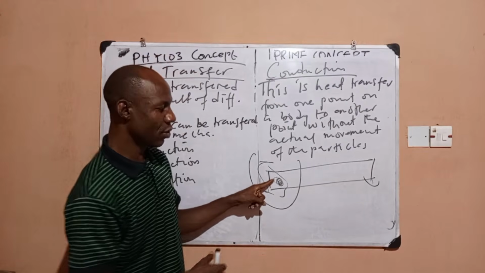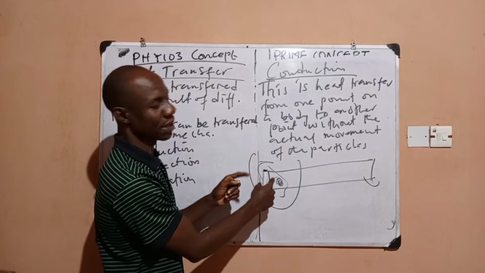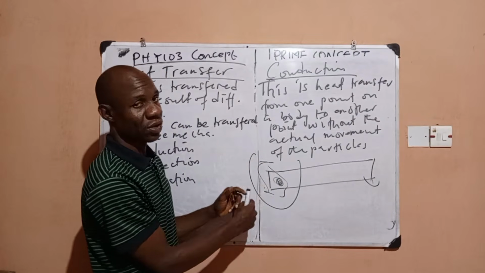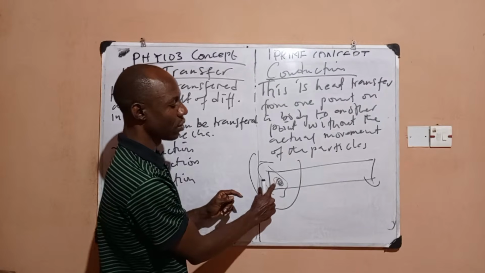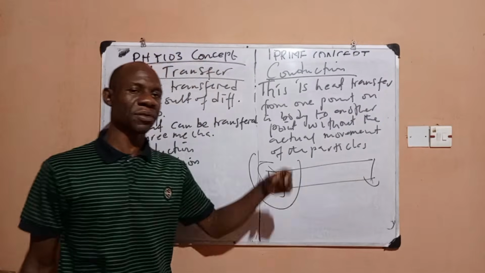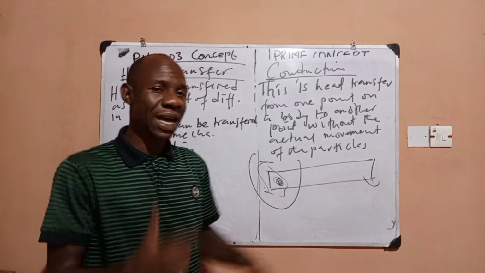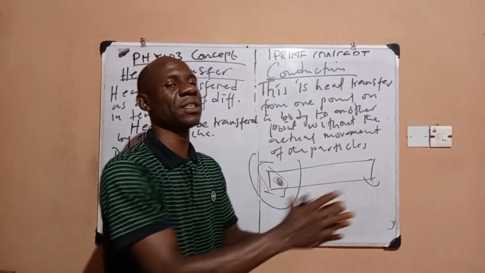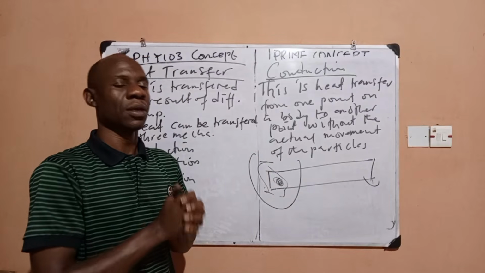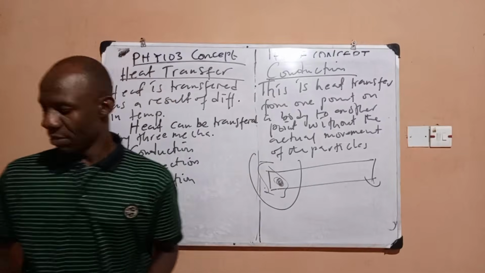You will notice that the particles at this point don't move to this point. The particles at this point of this spoon only vibrate about their main position. So there is no actual movement. The particles don't move from here to here, but there is heat in this place. So that method of heat transfer from one point on the body to another point without the actual displacement or movement of the particles between those points is what you call heat transfer by conduction.